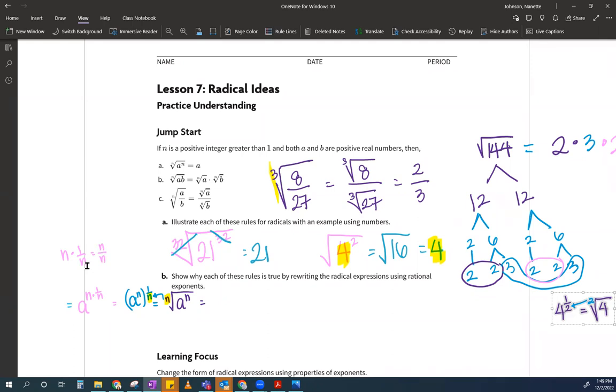So you're saying, Miss Johnson, this is a to the first. That's exactly what we're saying. Look, you just proved that rule. Or oh, it's not called proved. You generated, you see why that rule is true. Okay, very good. So that's that one, right? That's that one.